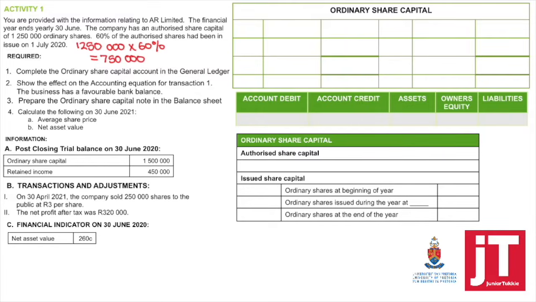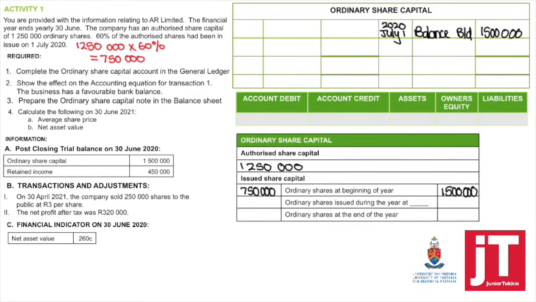So if I start with my calculations, we've got 1,250,000 shares times 60% means that 750,000 are in issue. So if I go to the ordinary share capital note, I'm going to say the authorized and 750,000 shares is in issue in the beginning, and the total capital is 1.5 million. Now I'm going to go to the ordinary share capital in the general ledger, and I'm going to say July the 1st, balance brought down 1.5 million.